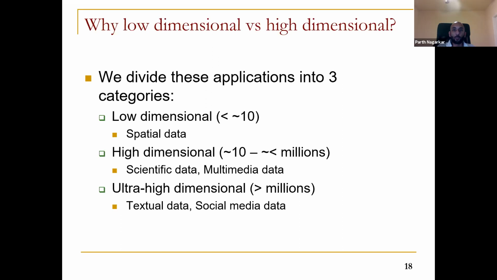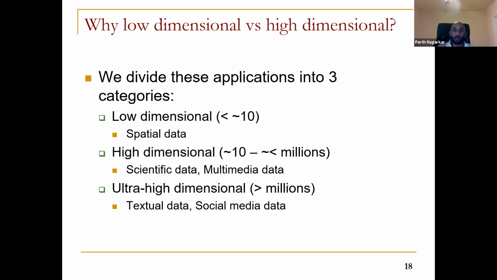Recently, people also do these nearest neighbor queries on text data or social media data. So in here, all the words, let's say, are attributes of a document. In that case, you will have millions of words belonging to a document, and hence millions of features or millions of dimensions. An important characteristic of ultra high dimensional data is that it's really, really sparse.